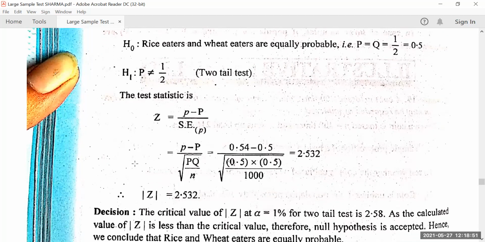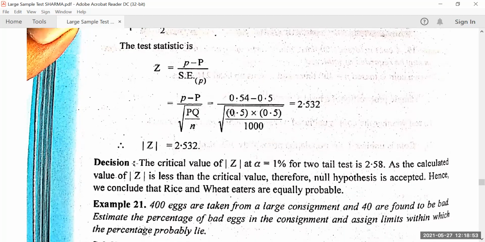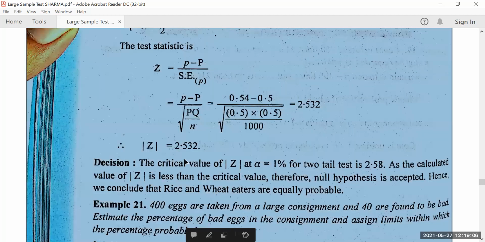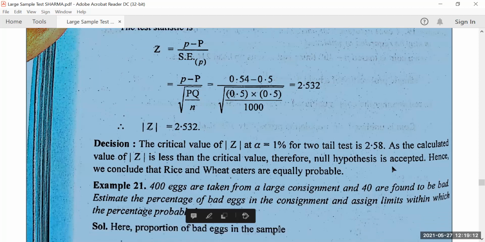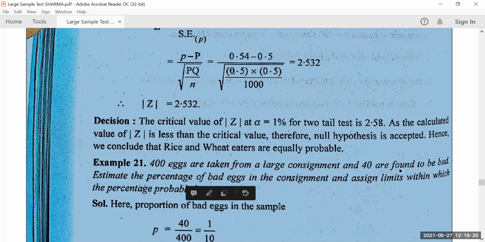Now we will apply the test statistic: small p minus capital P divided by the standard error. We know the formula: small p minus capital P, and the standard error is under root of PQ by n. As we have been given the population proportion of success, we will use P and Q. After solving, you will get 2.5, and at the 1% level the tabulated value is 2.58. So the calculated value is less than the tabulated value, so the null hypothesis is accepted. We conclude that rice and wheat eaters are equally popular.